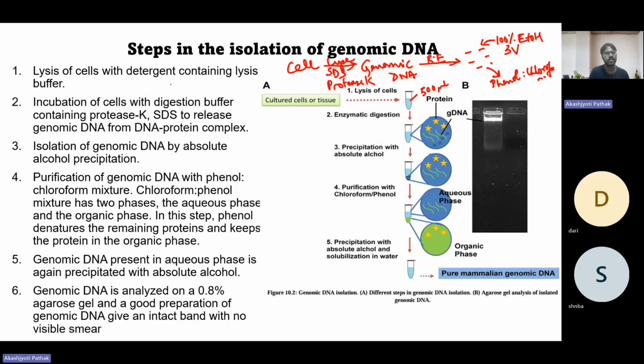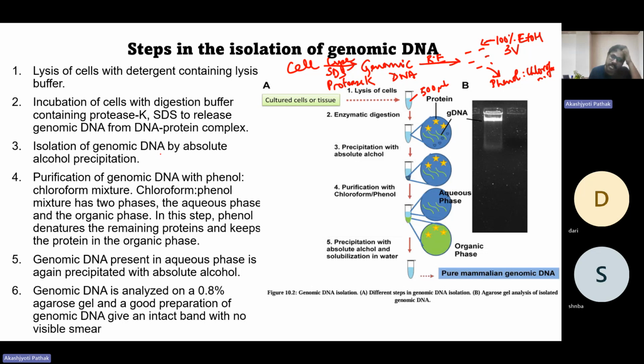So what are the steps? The first step is you lyse your cells with the detergent-containing lysis buffer. So what will your lysis buffer have? Your lysis buffer will mainly contain SDS, and then the incubation of these cells with digestion buffer containing protease K and SDS to release genomic DNA from DNA-protein complexes. Your protease K will degrade all the protein to which your DNA is bound, and then you isolate the genomic DNA by absolute alcohol precipitation.